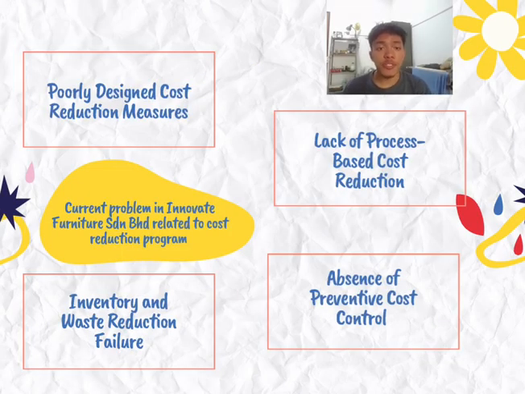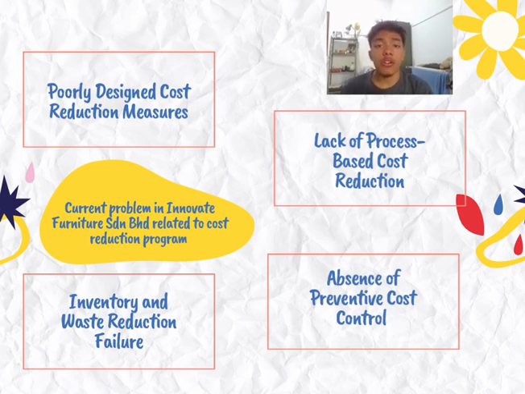This slide shows the main problem faced by Innovate Furniture in relation to its cost reduction program. First, the company implemented poorly designed cost reduction measures such as freezing new hires, limiting overtime, and reducing supplier visits. Although these actions help reduce costs in the short term, they cause delays in production, lower employee morale, and slower procurement. This shows that cost reduction was done without considering operational efficiency.